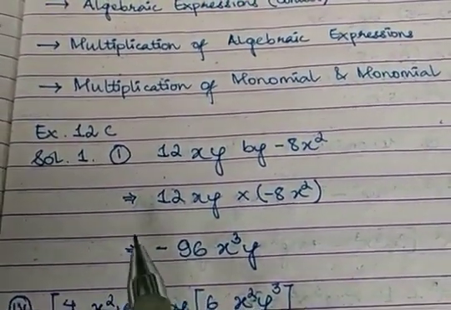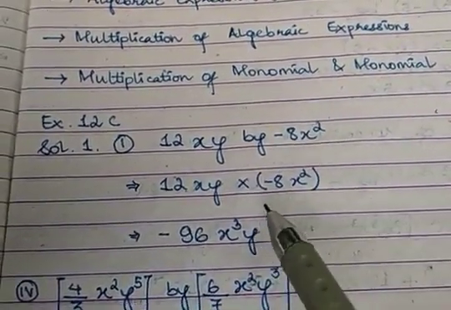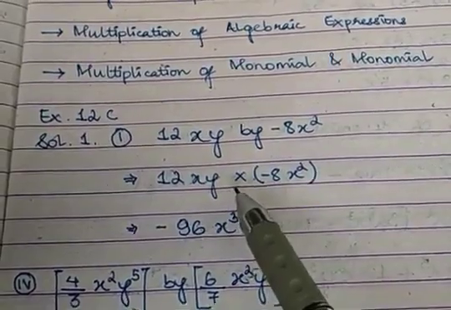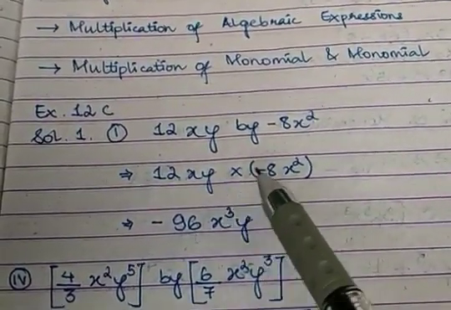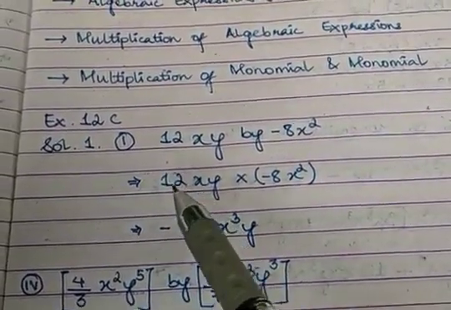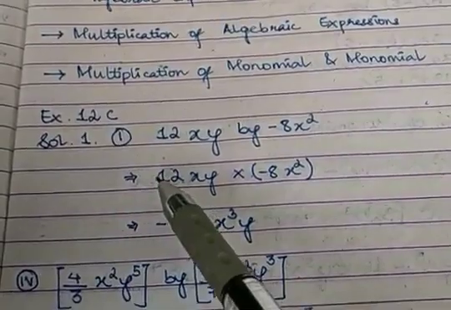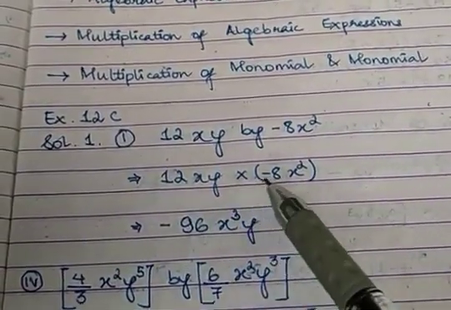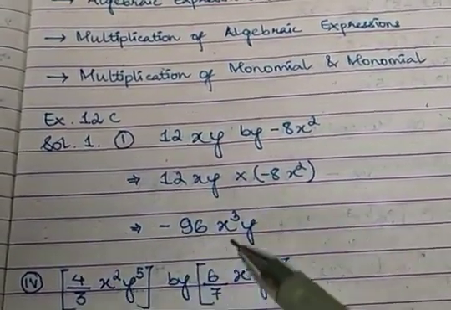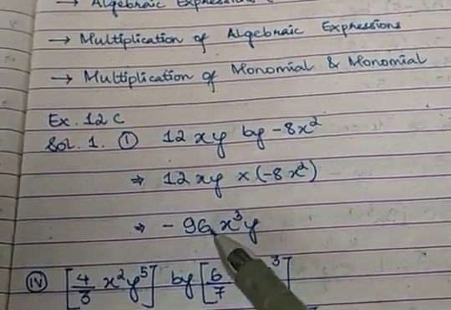Exercise 12, see question number 1. What we have is 12xy by minus 5x squared. So we need to multiply these terms. In the second step, what I have done here is simply written it in a bracket, since it was a negative term. In case of multiplication, the sign gets multiplied first, isn't it? So plus into minus is minus. The constant terms will multiply as it is. 12 into 8 is 96.